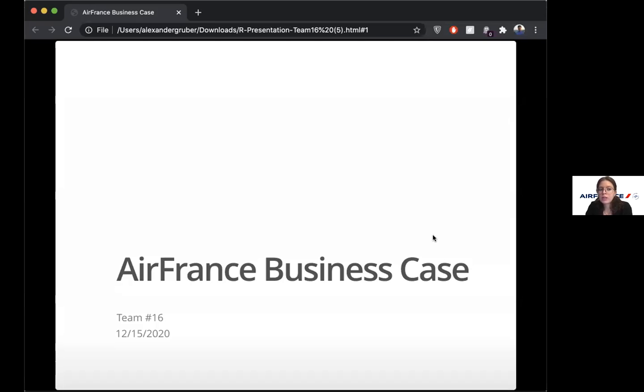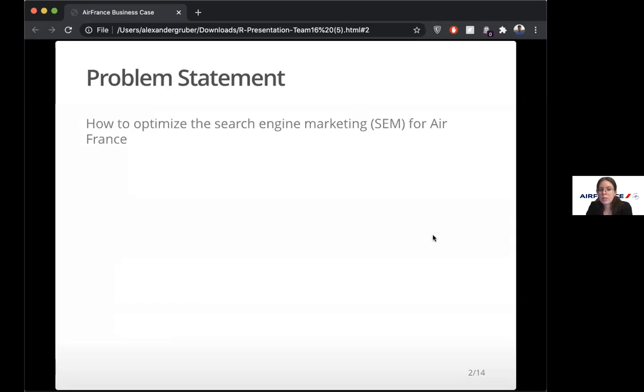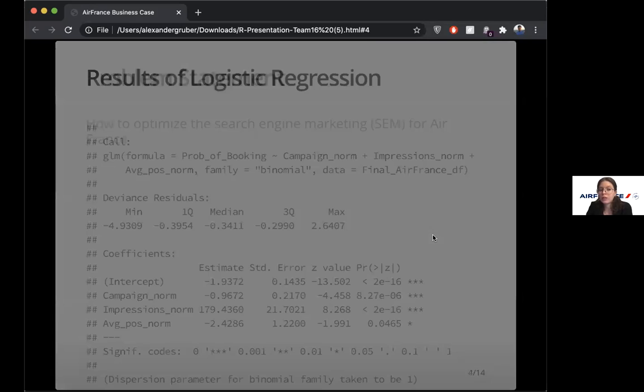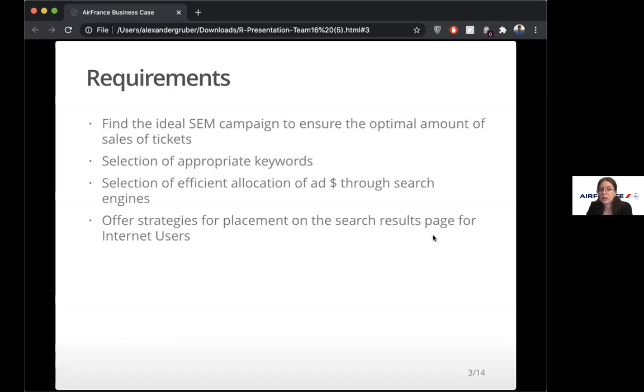This case centers upon both AirFrance and media contact efforts to find the ideal SEM campaign to provide an optimal amount of ticket sales in response to advertising dollars spent. This optimal marketing campaign is based on choosing effective allocation of dollars across the various search engines, as well as selecting appropriate keywords and bid strategies for placement on the search result page for internet users.